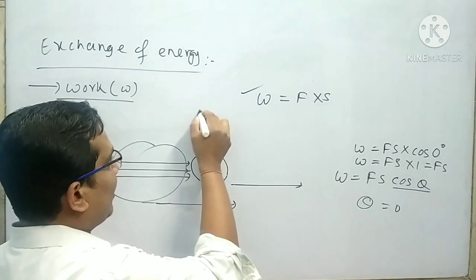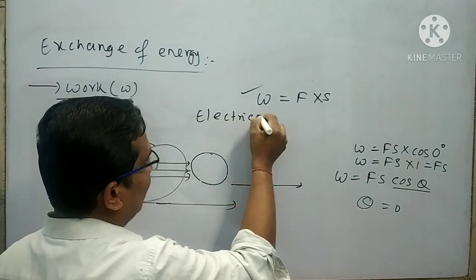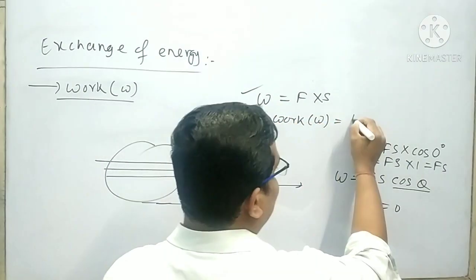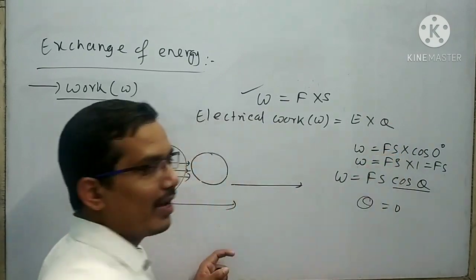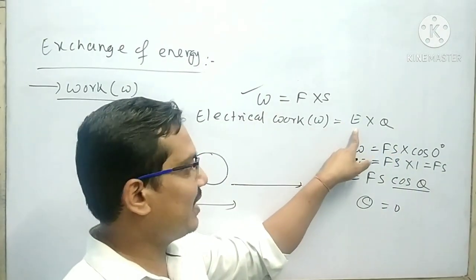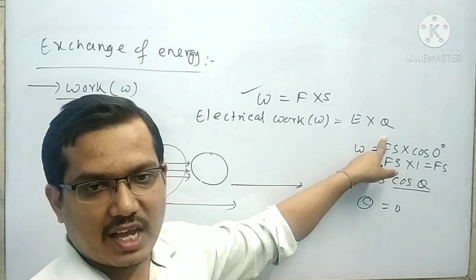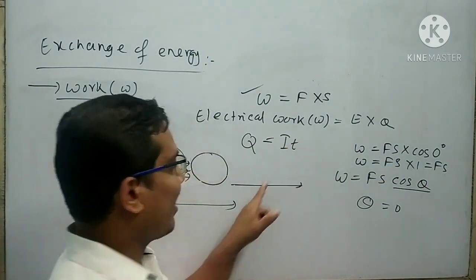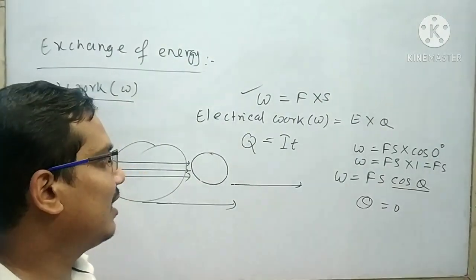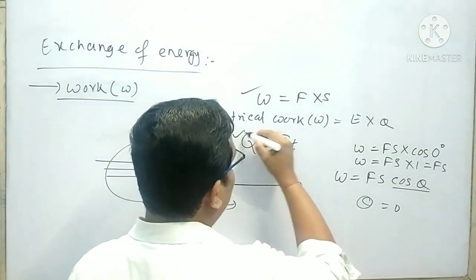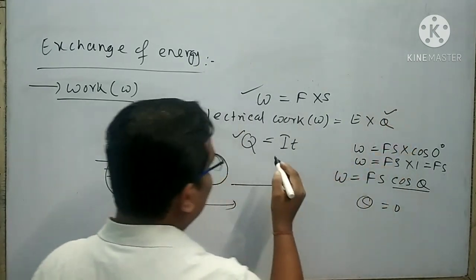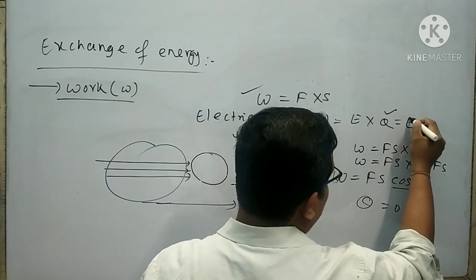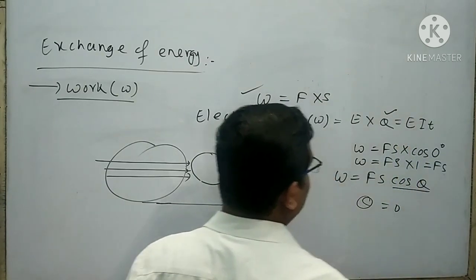We can also know that electrical work W equal to E into Q, where E is the potential difference, Q equal to charge. Again we know that Q equal to IT. Here I is the current, T is the time. Now put the value of Q in this equation. Then I can also write electrical work W equal to E into IT.